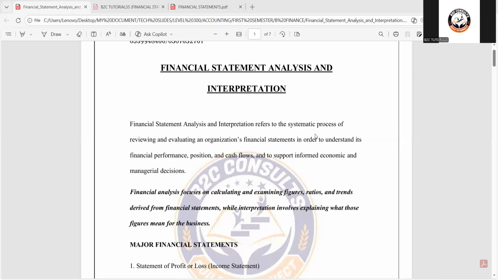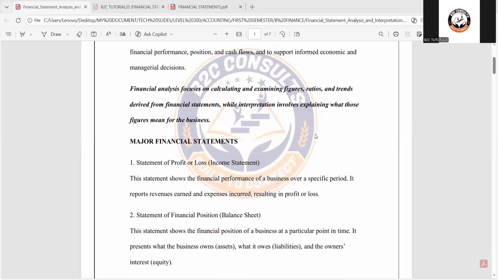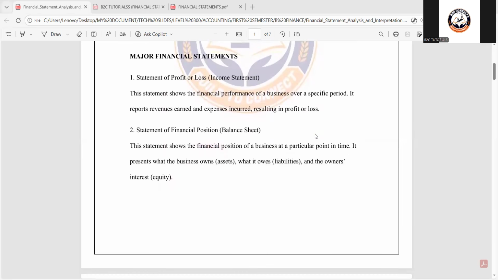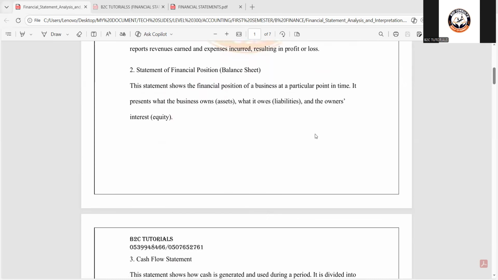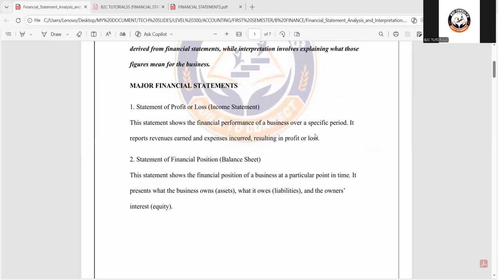informed decision. Now, the question you want to ask yourself is: what are these financial statements? So these financial statements are, one, the statement of profit and loss. We have the statement of financial position, also known as the balance sheet. Then we also have what we call the cash flow statement. These are the major financial statements of every firm.